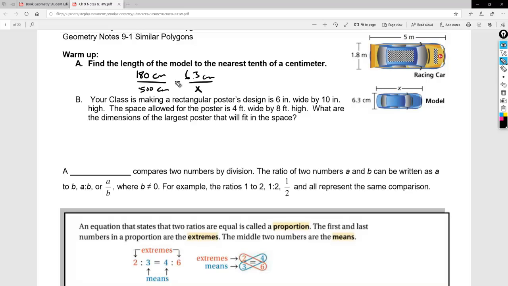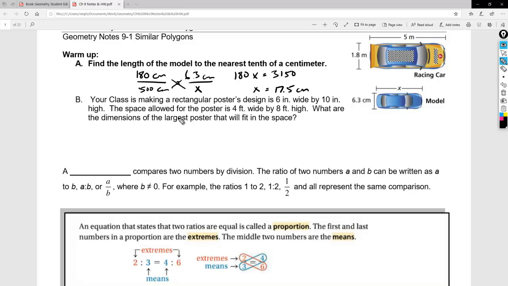Now I can do a simple cross multiply here. What we're actually doing is multiplying both sides by each respective denominator, but in actuality it comes to where we can just cross multiply. So we get 180x is equal to 3150. To solve for x, we divide, and we get 17.5 centimeters.